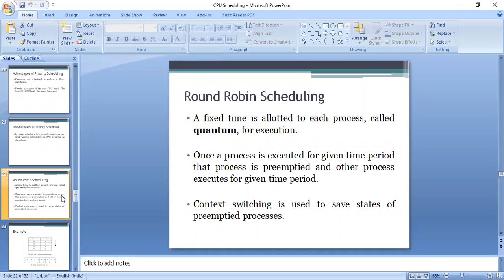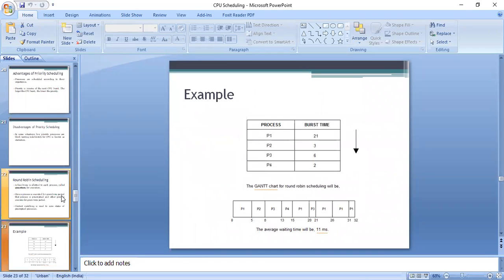and then preempts it, right? So when a process is executed for a given time period, that process is preempted and another process executes for that given period. And continuous context switching is done in this particular scheduling. Let's see one example for this.